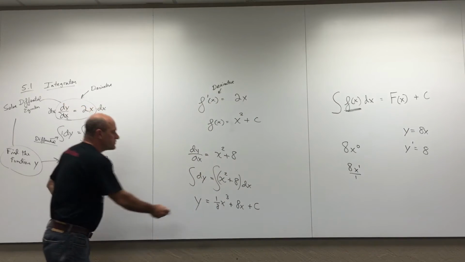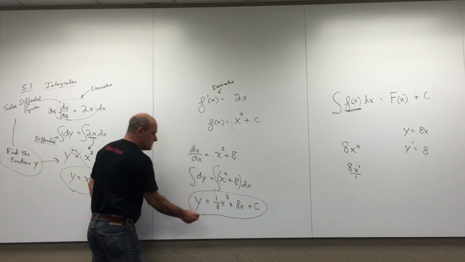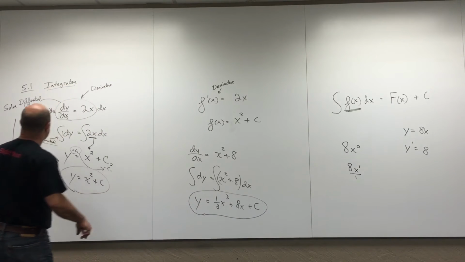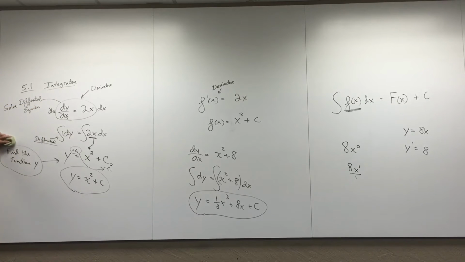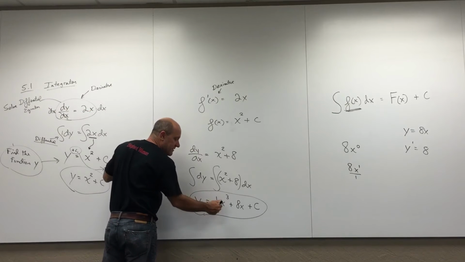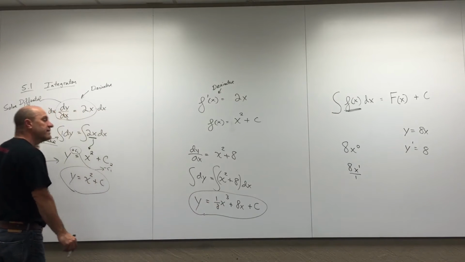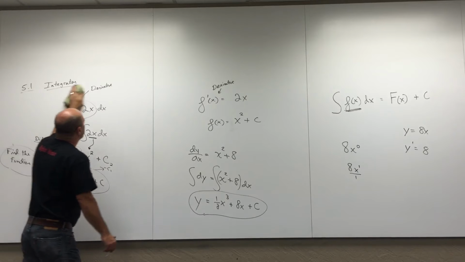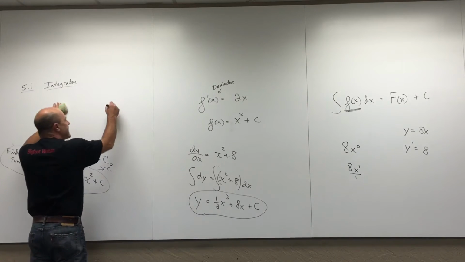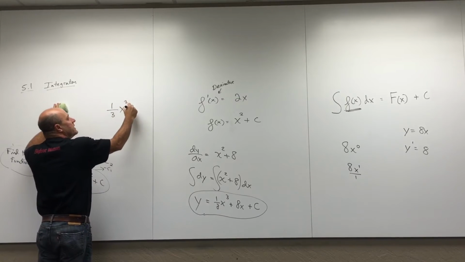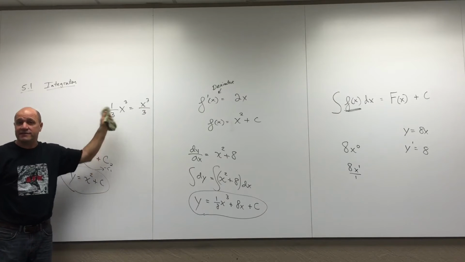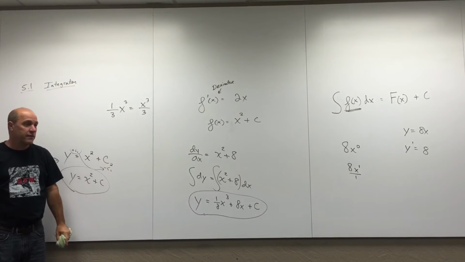Yes, Carlos? You integrate the x squared there instead of 1/3 x cubed. Would another answer have been x cubed over 3? Yeah, that's not another answer. It's the exact same thing. He's asking me if 1/3 x cubed is the same as x cubed over 3. And we should all know that is the exact same thing. So either form is correct.